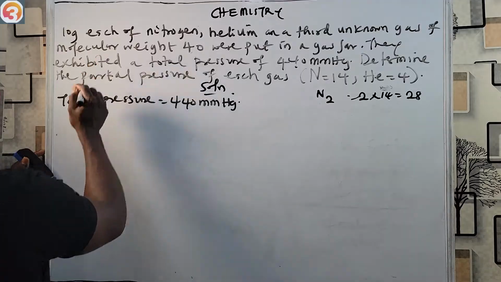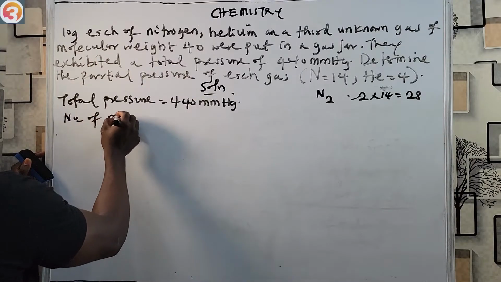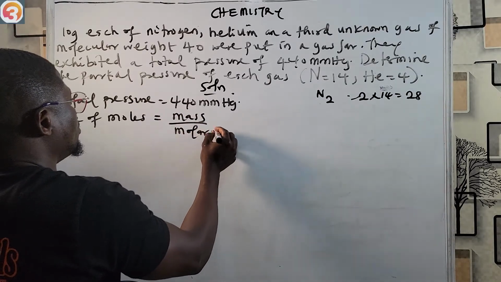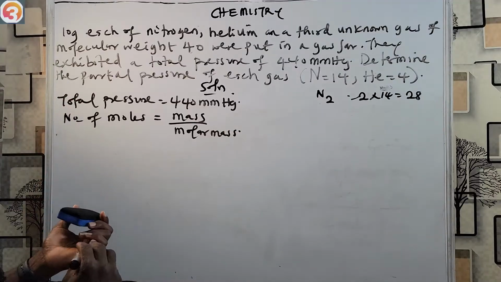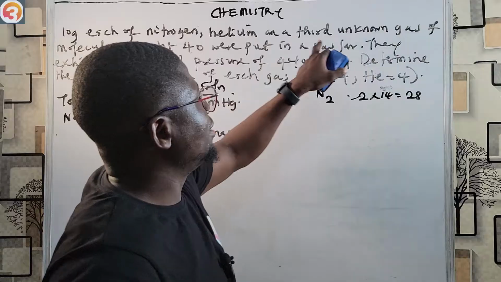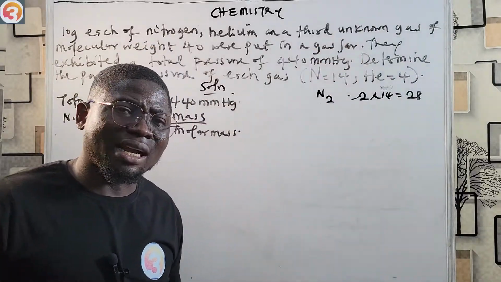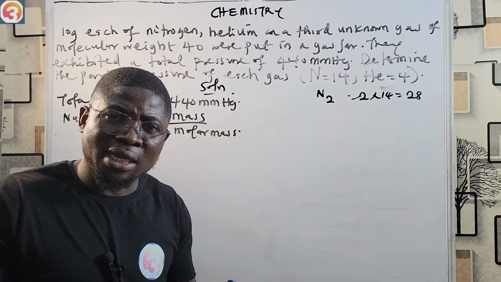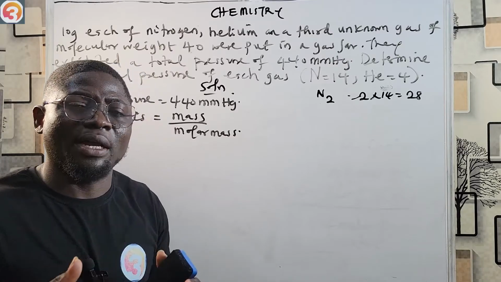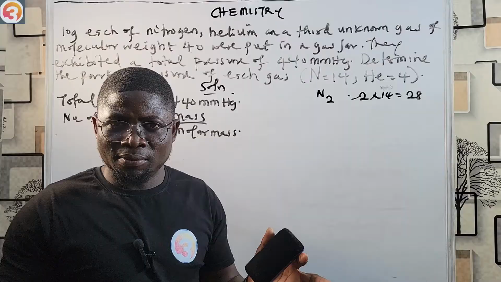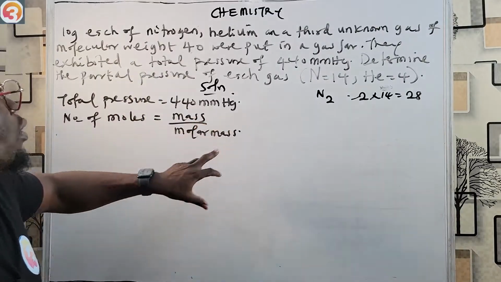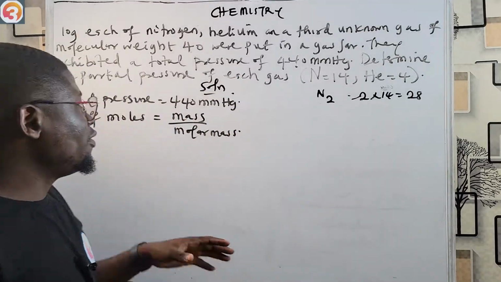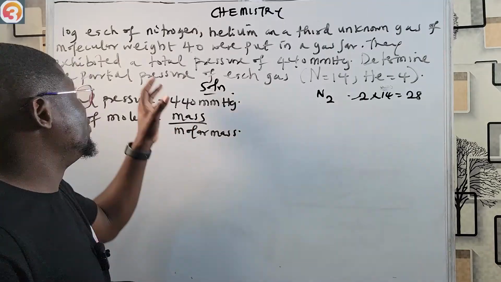Now we know that number of moles is equal to mass over molar mass. So now we can find the number of moles of nitrogen, helium, and the third unknown gas. If we know the number of moles of each of them, we can find the mole fraction, and then multiply by the total pressure to find the partial pressure of each gas. Right now we know the total pressure, but we do not know the mole fraction of each of the gases. So we need to first find the mole fraction, and before that, the number of moles of each gas.